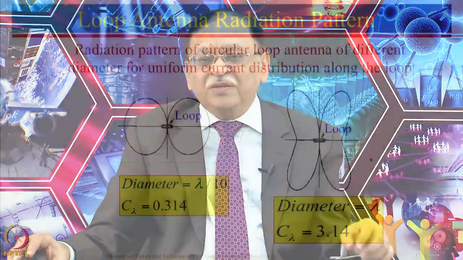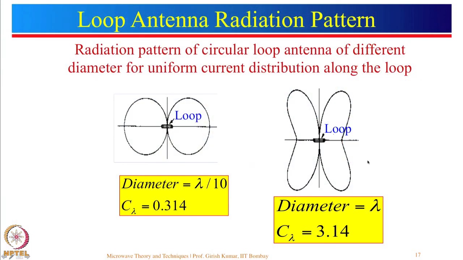Now this is the radiation pattern for a large loop antenna. So for diameter equal to lambda, C over lambda becomes 3.14. You can see that this pattern is not similar to this particular pattern. So I just want to tell you, the majority of the applications do not use a large diameter loop antenna. They invariably use a small diameter loop antenna. So I will focus mainly on loop antennas having small diameter.